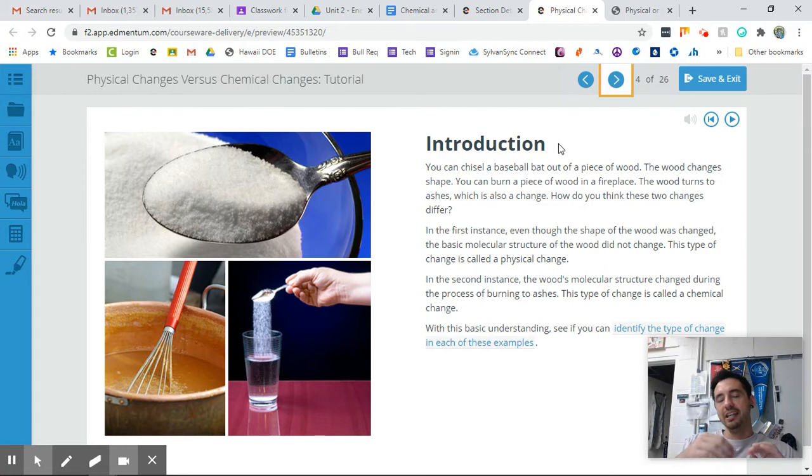But again, that's also a little bit tricky, because if you do a reverse reaction, if you go backwards, you can do a reverse chemical reaction. But anyway, all I'm getting at is that this is a tricky topic. If you get some of these things wrong, it's okay. So let's look first at this part here. It says identify the type of change in each of these examples.